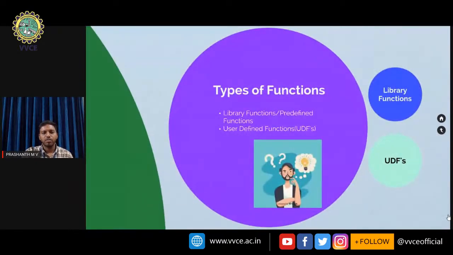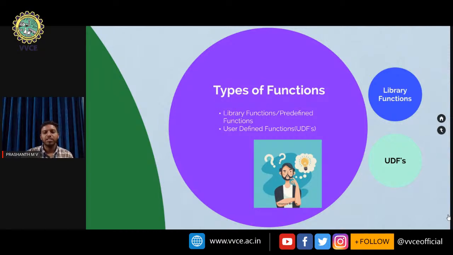Next, we'll see what the different types of functions in C are. There are two different types of functions. One is the library function, which we also call a predefined function. The other one is user-defined functions. What exactly are these library functions? Library functions are the ones which are predefined.